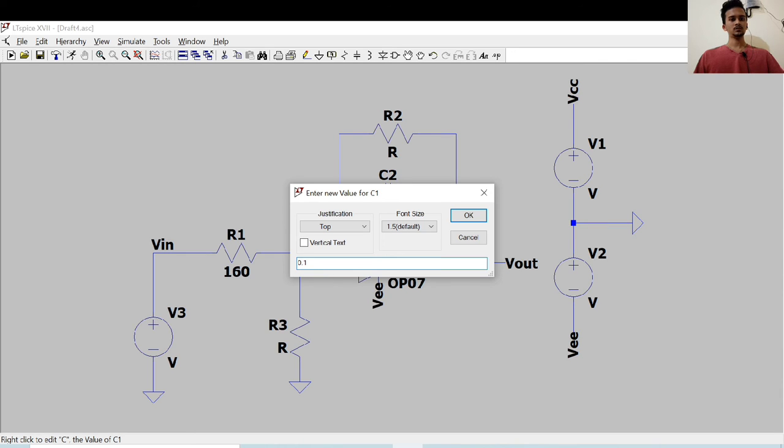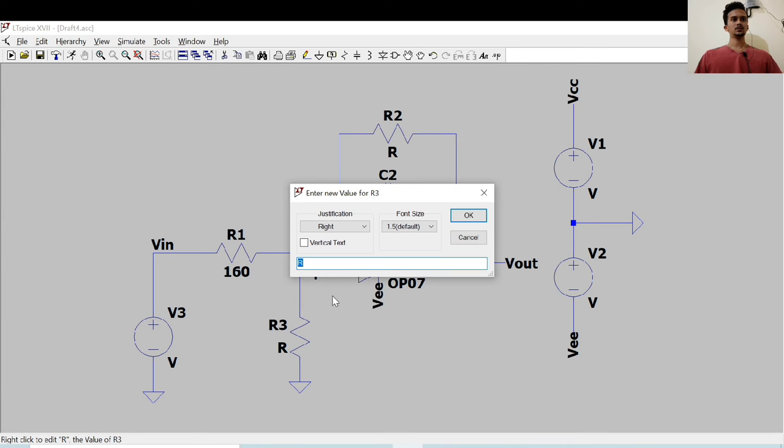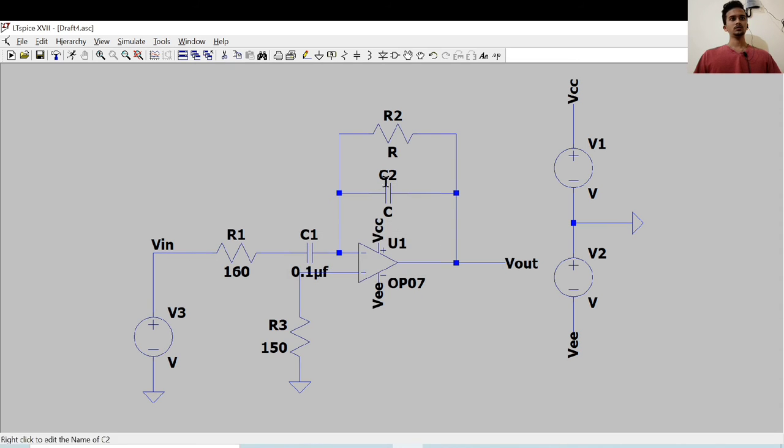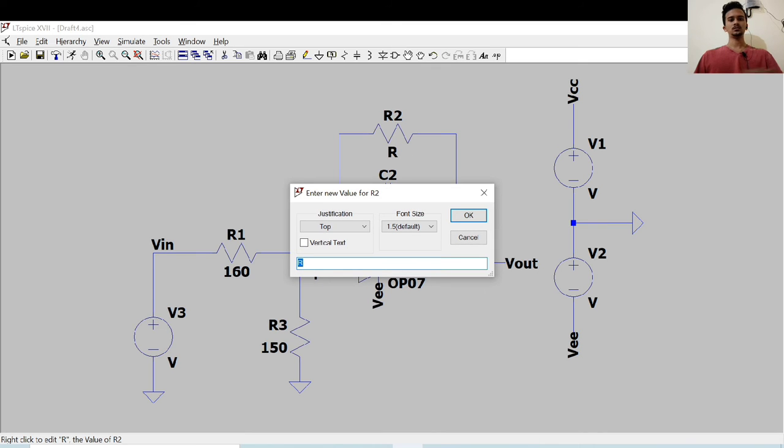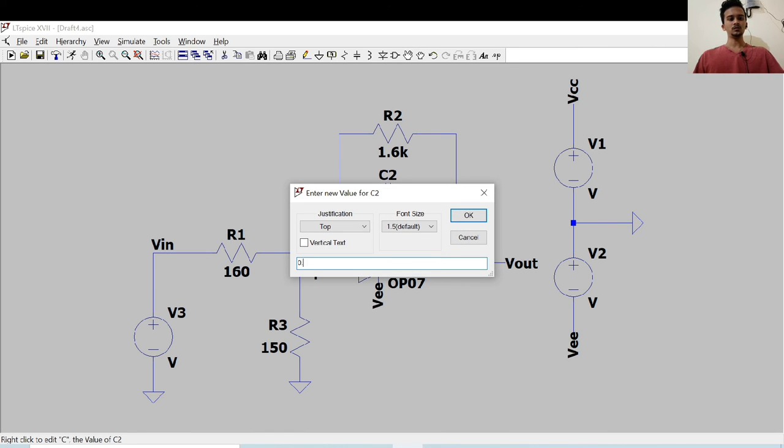0.1 microfarad. Okay, and my ROM is 150. Okay, so now we'll take R2, which is a feedback resistor. This will be my 1.6 kilo ohm. Okay, and my CF will be 0.01 microfarad.